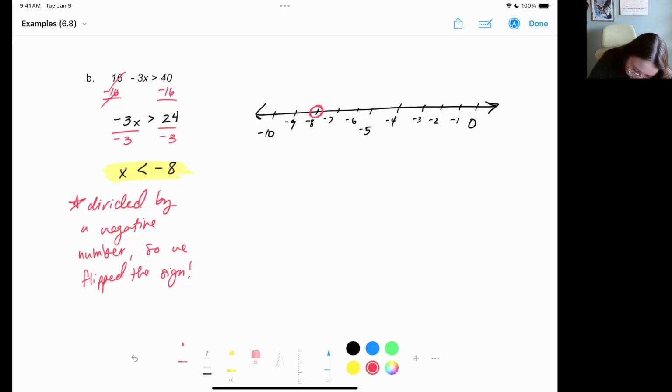So we've got a big open circle here at negative 8. And then it's less than negative 8. So numbers that are lesser go to the left. Remember, less is left. We can also see that our inequality points to the left. So you can either just fill in the line like we did before, put an arrow, or you can make squiggles and put an arrow.